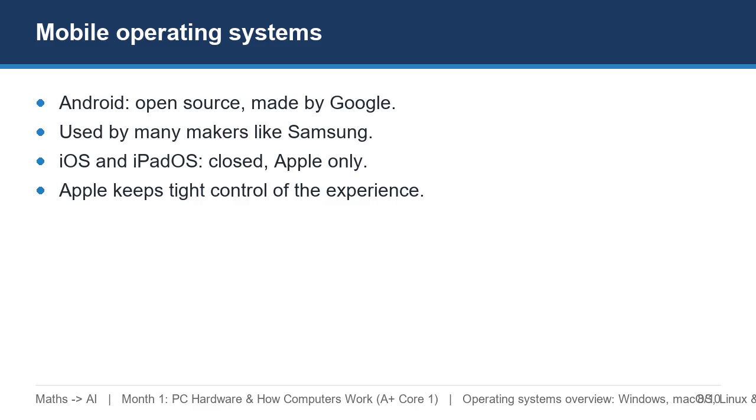Phones and tablets run their own operating systems. Android is open source, made by Google, and used by many manufacturers such as Samsung. iOS, and its tablet version iPadOS, is closed source and runs only on Apple devices. That closed approach lets Apple keep very tight control over how everything looks and behaves.